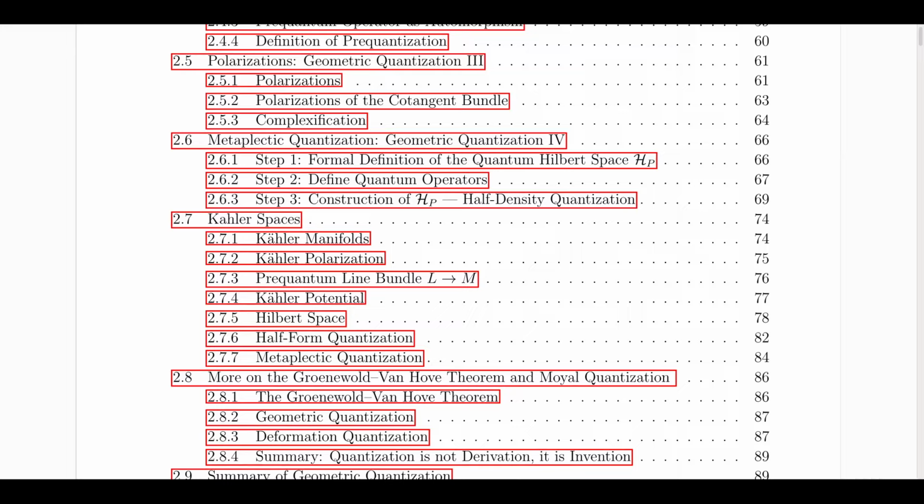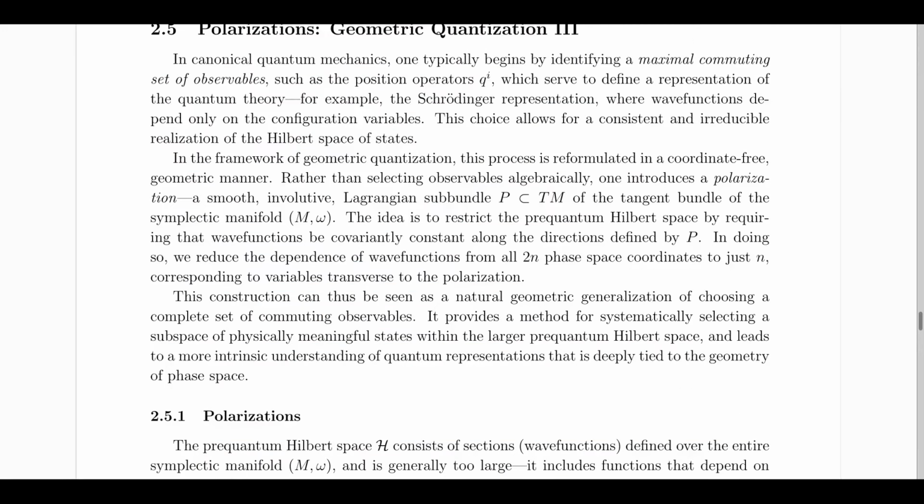Polarization. In canonical quantum mechanics, a familiar starting point is the choice of a maximal set of commuting observables, for instance, the position operators. This defines a specific representation, such as the Schrödinger representation, where wave functions depend only on position, not momentum. Geometric quantization reformulates this process geometrically.